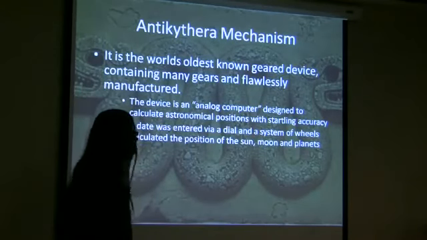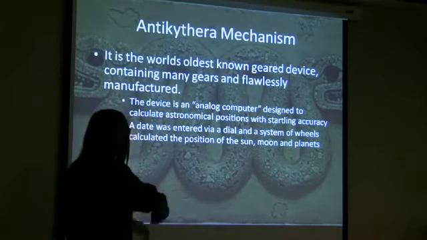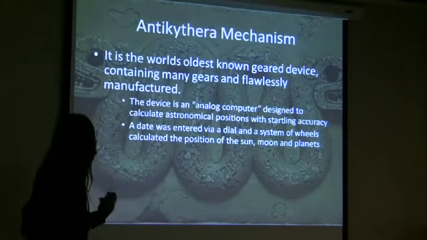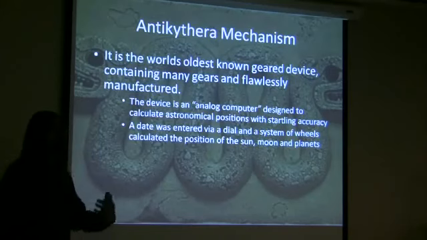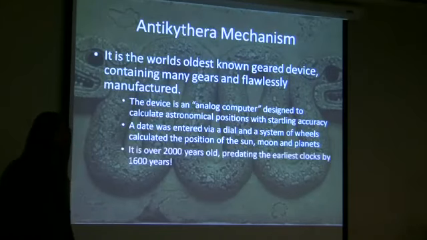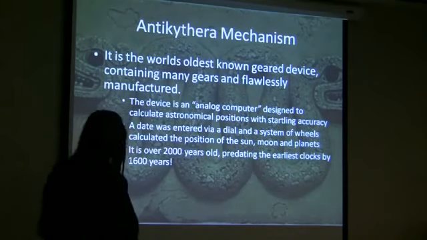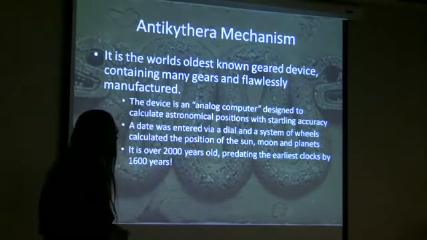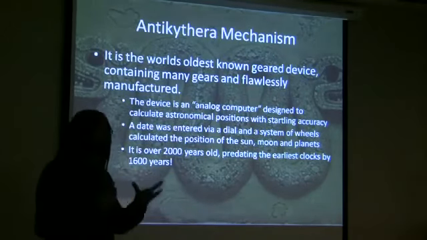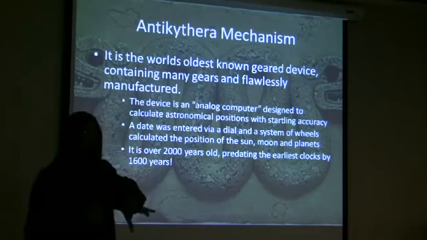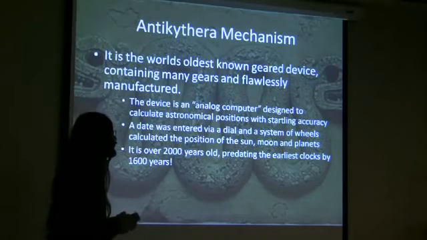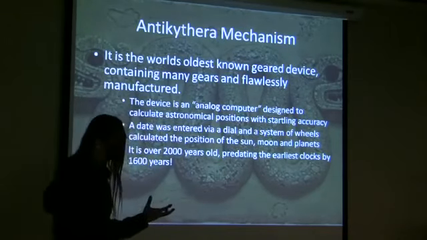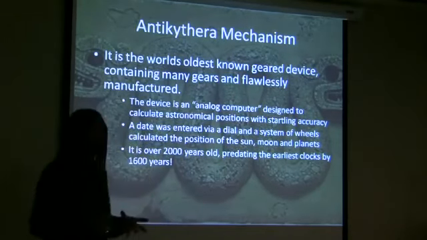There was a dial that you entered a specific date on, and as you entered the date, a system of wheels and gears moved to show the position of the sun, the moons, and the planets. Okay? It's over 2,000 years old, predating the earliest clock by over 1,600 years. Not only would you need an advanced understanding of gears and gear ratios and mathematics, you also need a good understanding of, of course, astronomy and the relationships of the various planets and the periods and cycles the planets moved on.